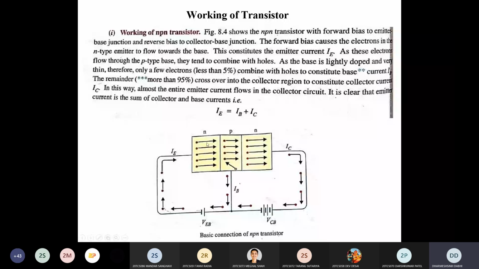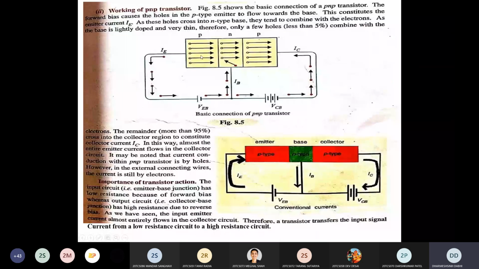Here, replace the layers: here is the N layer and here is the P layer. Now, what are the majority charge carriers? Holes. So the current flowing in this PNP transistor is because of holes.